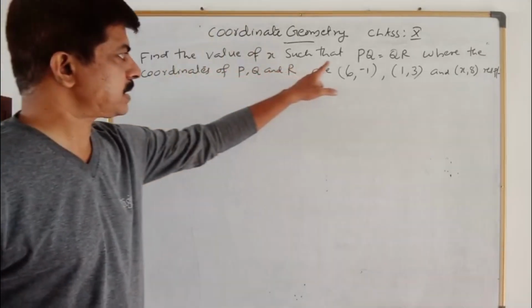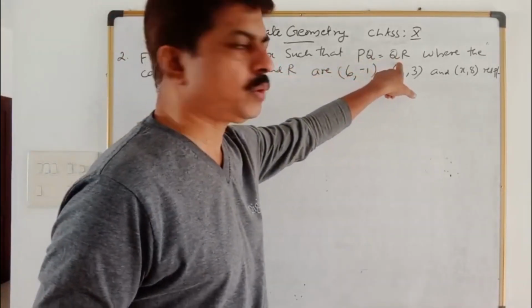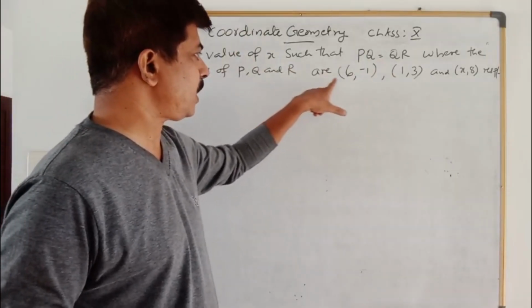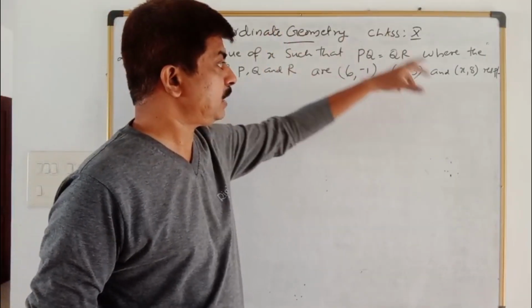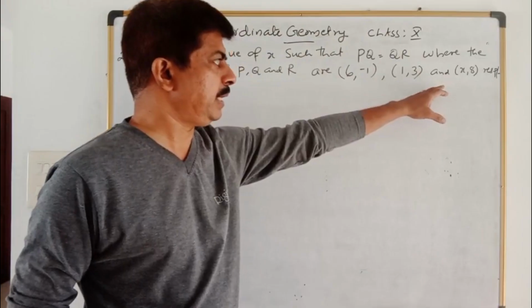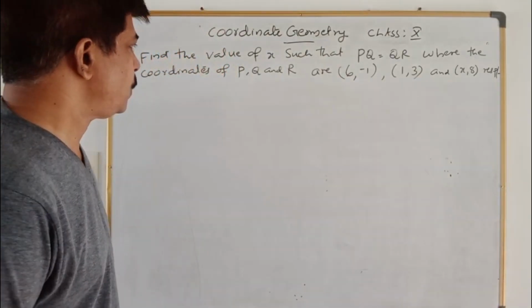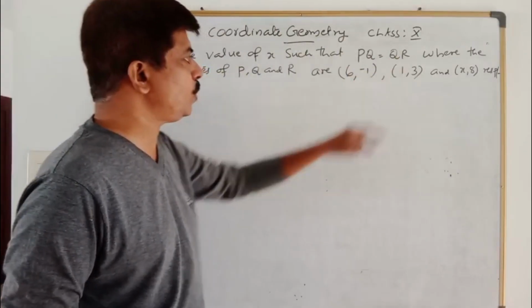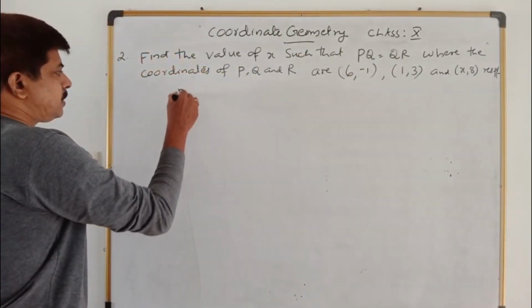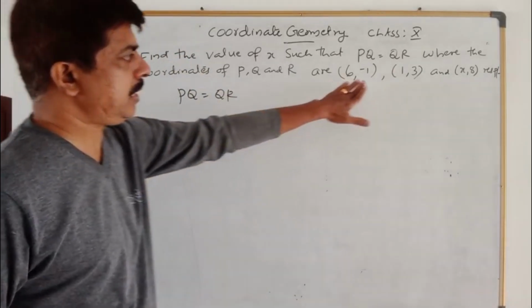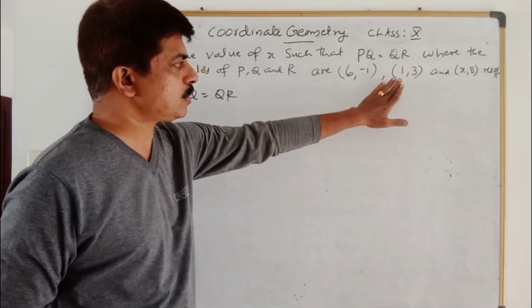Find the value of x such that PQ equals QR, where the coordinates of P, Q and R are (6, -1), (1, 3) and (x, 8) respectively. We are given the coordinates of 3 points, right? Since PQ equals QR is given, these are the three coordinates of 3 points.